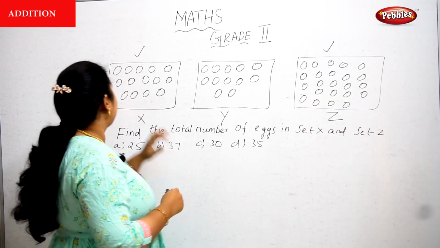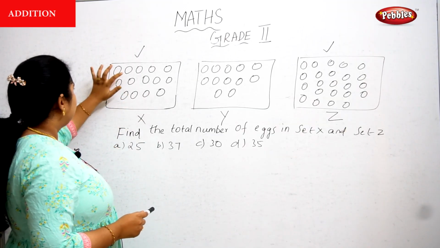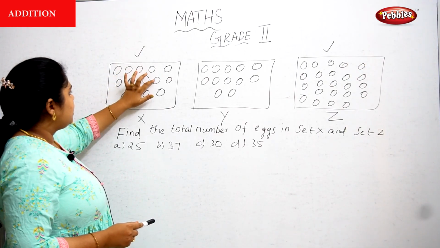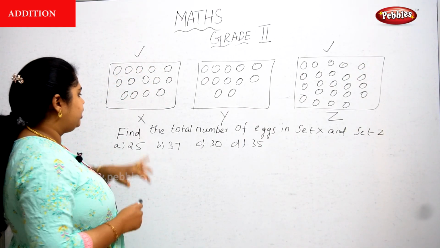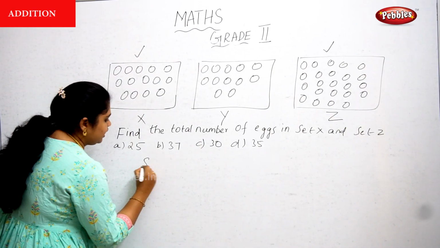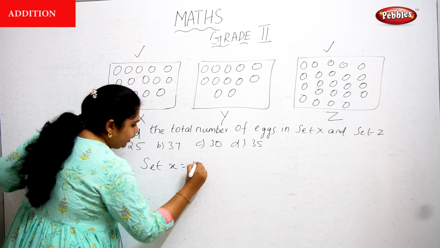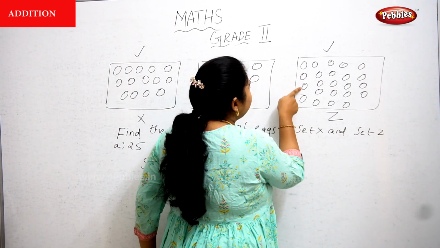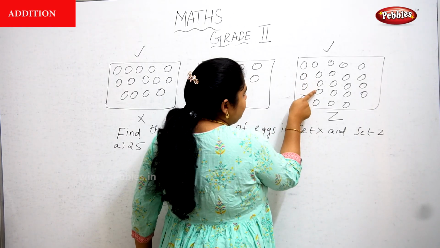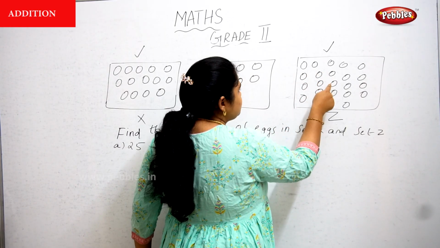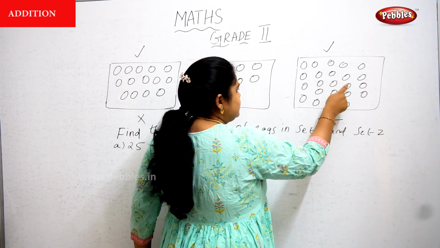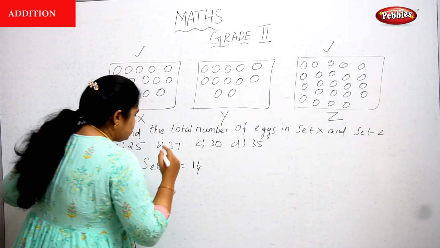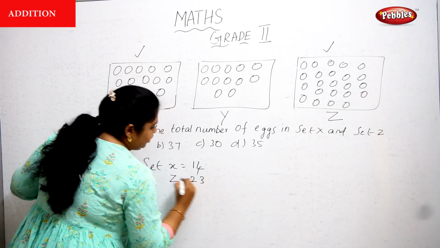Okay, let's count. 1, 2, 3, 4, 5, 6, 7, 8, 9, 10, 11, 12, 13 and 14. So set X has 14 eggs. And set Z, how many eggs are there? 1, 2, 3, 4, 5, 6, 7, 8, 9, 10, 11, 12, 13, 14, 15, 16, 17, 18, 19, 20, 21, 22, 23. So set Z has 23 eggs.